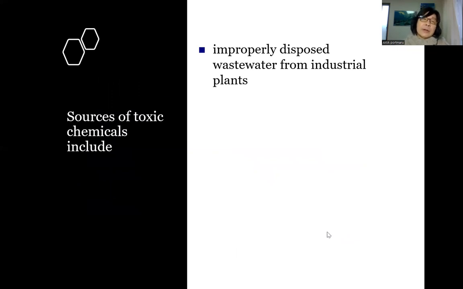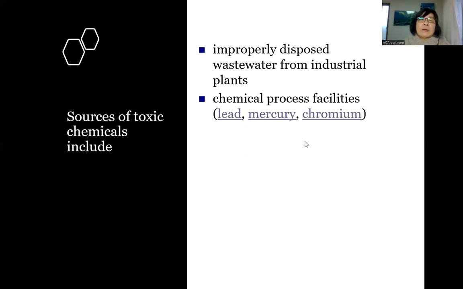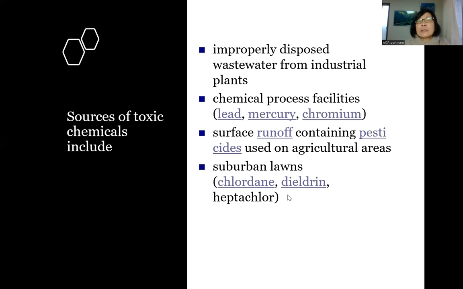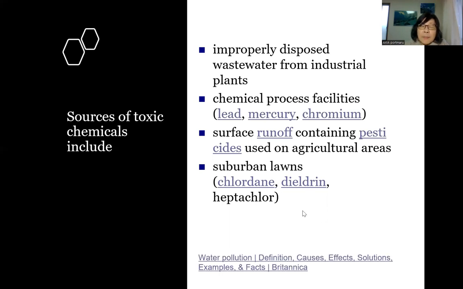So, let's see about the sources of toxic chemicals. If they are improperly disposed, wastewater from industrial plants, for example, chemical process facilities of lead, mercury, chromium, and surface runoff containing pesticides used on agricultural areas, suburban lawns, as for example, chlordane, dieldrin, heptachlor. These are the pesticides and insecticides. So they are the sources of toxic chemicals.